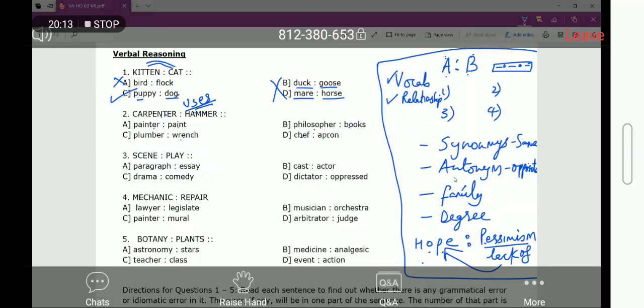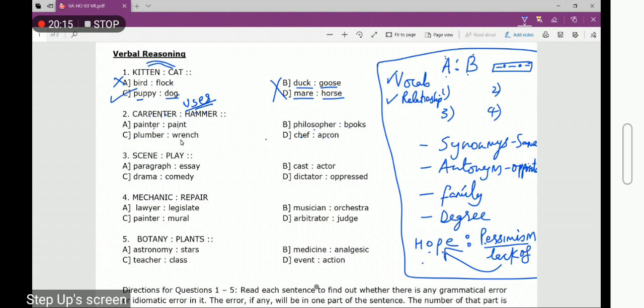The problem is that a lot of options will say yes, this is also correct. So when you describe the relationship between these two words, it has to be a very specific relationship. You should say hammer is a tool used by carpenter.